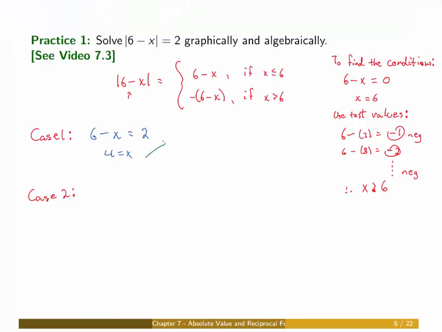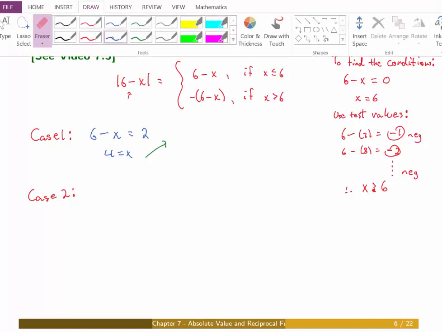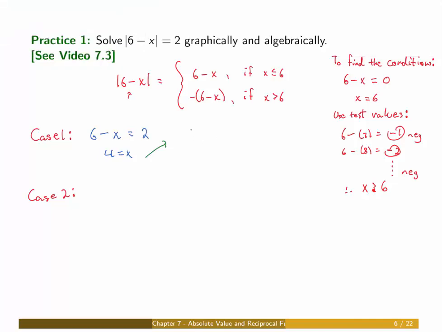Is 4 less than or equal to 6? Remember, we're doing this one right here. Yes. Therefore, now we have to check if it satisfies the original equation. We're going to have 6 minus 4 equals 2, and absolute value 2 equals 2, which is true.